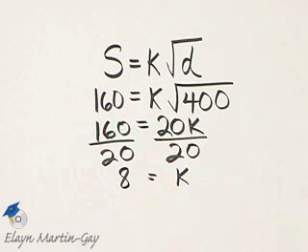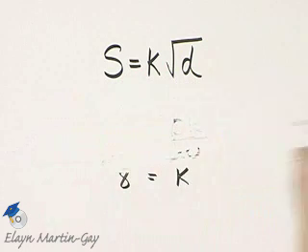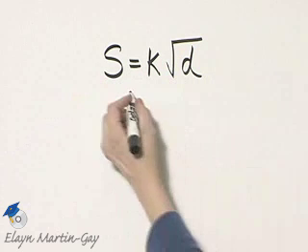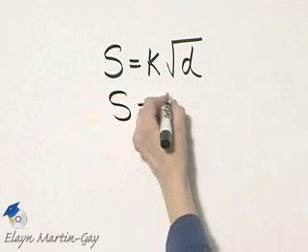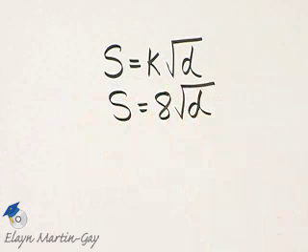So we know our constant, it is 8. So let me rewrite this, putting in 8 instead of K. We now know that S is equal to 8 times the square root of that distance, D.